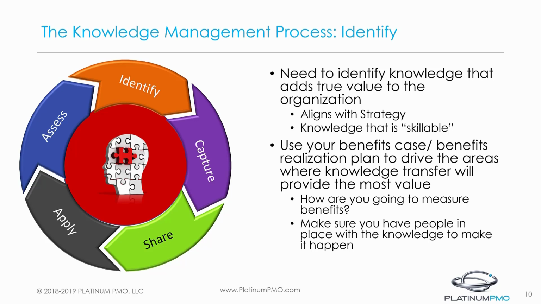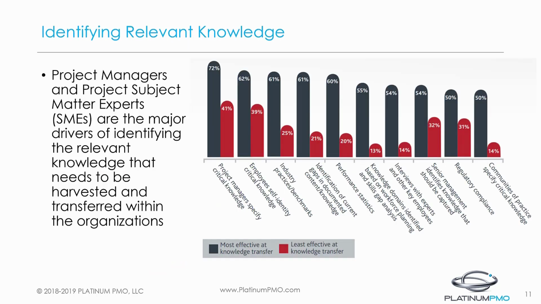Up front, you should know how you are going to measure benefits and have built those mechanisms into your processes and data capture. As part of the knowledge management process, make sure you have the right people in place with the knowledge to make it happen. Effective organizations outpace their counterparts for identifying relevant and valuable knowledge. They do this by relying on their project managers and project subject matter experts to identify the knowledge that is most important.